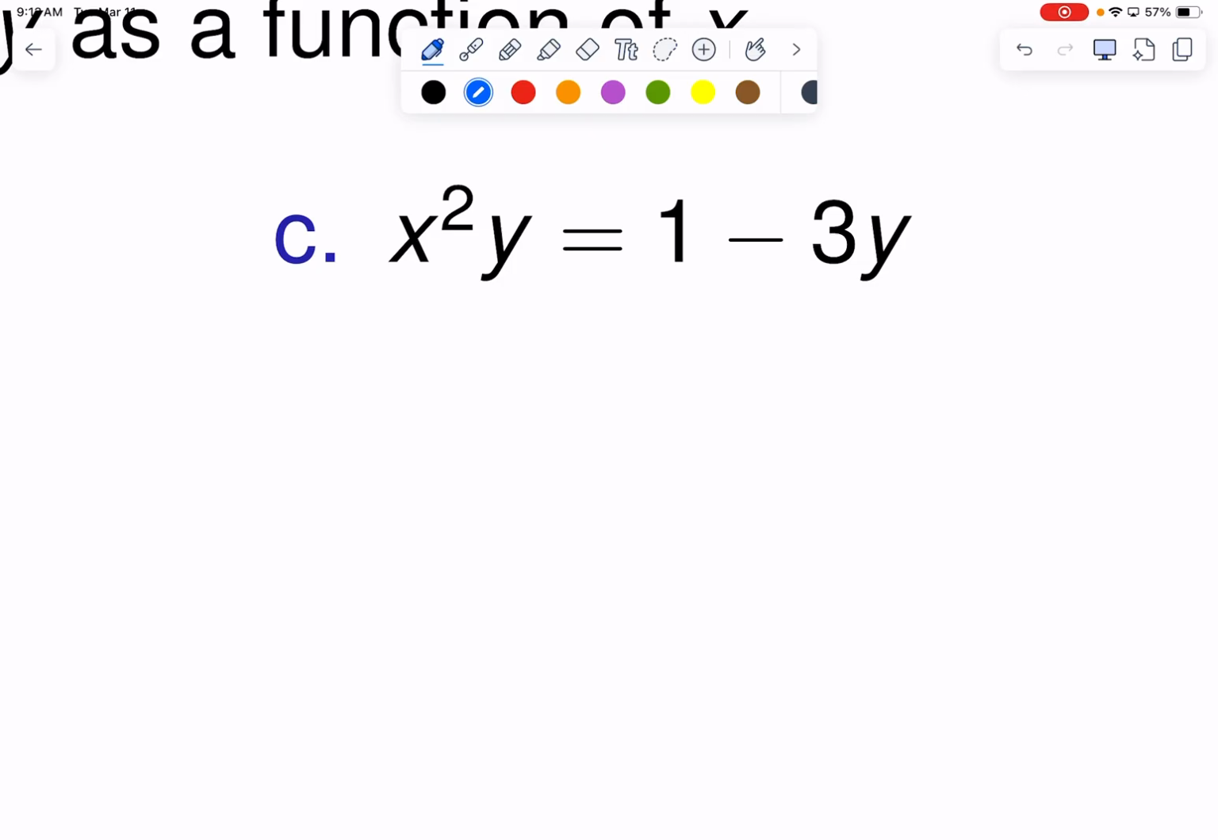Because when you look at this, you're like, okay, I've got a y here and a y here, and they're not like terms. So it might be tricky to solve for y, but the most important thing is, do you have a y squared? Do you have a y to the 4th? Do you have a y to the 6th? So what would we expect? Yes, it's a function. But I'm going to show you how to solve for y to check it.